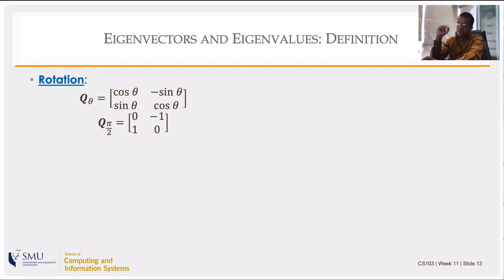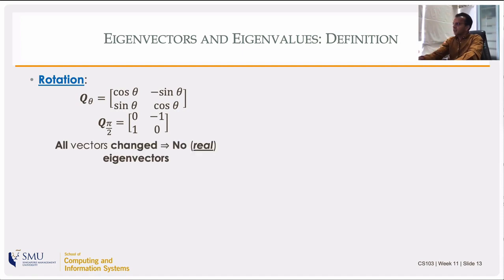Now, given that all vectors are going to be rotated, there are no vectors that will retain their original orientation or angle. So this matrix does not have any eigenvectors. All vectors are changed. So there are no eigenvectors, but we will say that there are no real eigenvectors. We will see why later.